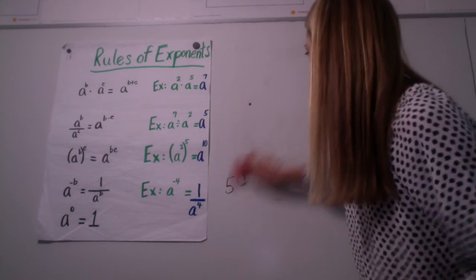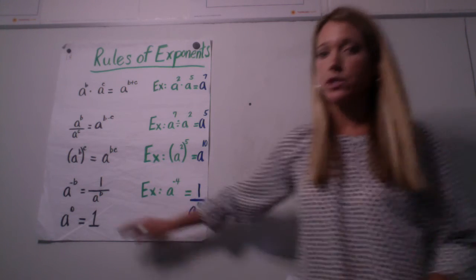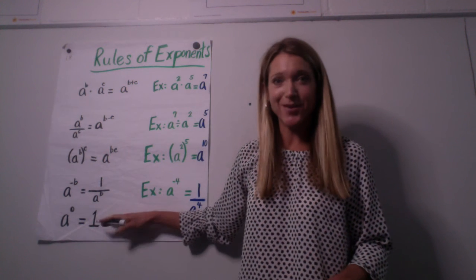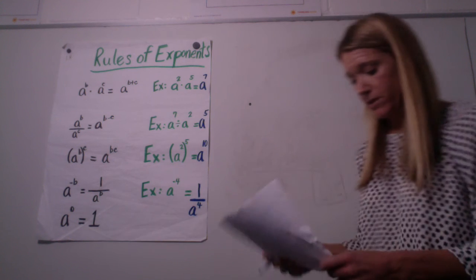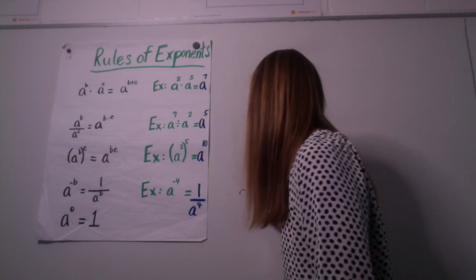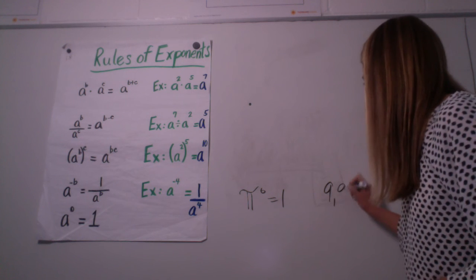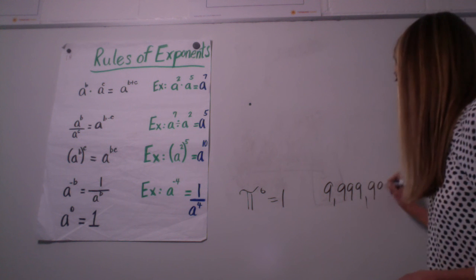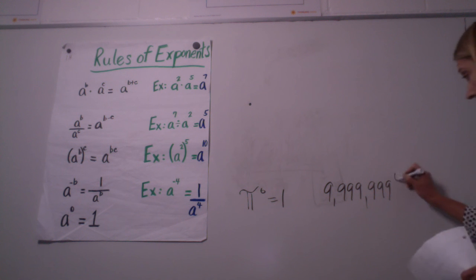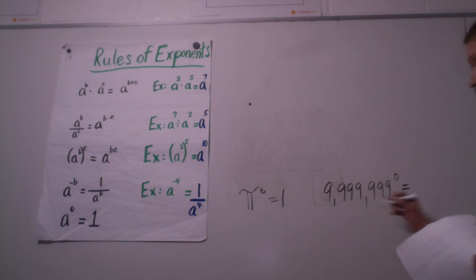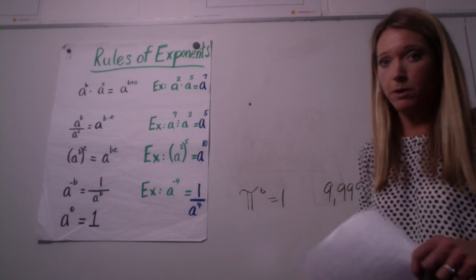Now, for our last rule, this is the zero exponent rule. What I want you to remember is that anything to the 0 power is always 1. A to the 0 power is 1. And guess what? Pi to the 0 power is 1. 9,999,999 to the 0 power, even though it's this huge number, is also just 1. So those are your 5 properties that we're going to be working with.